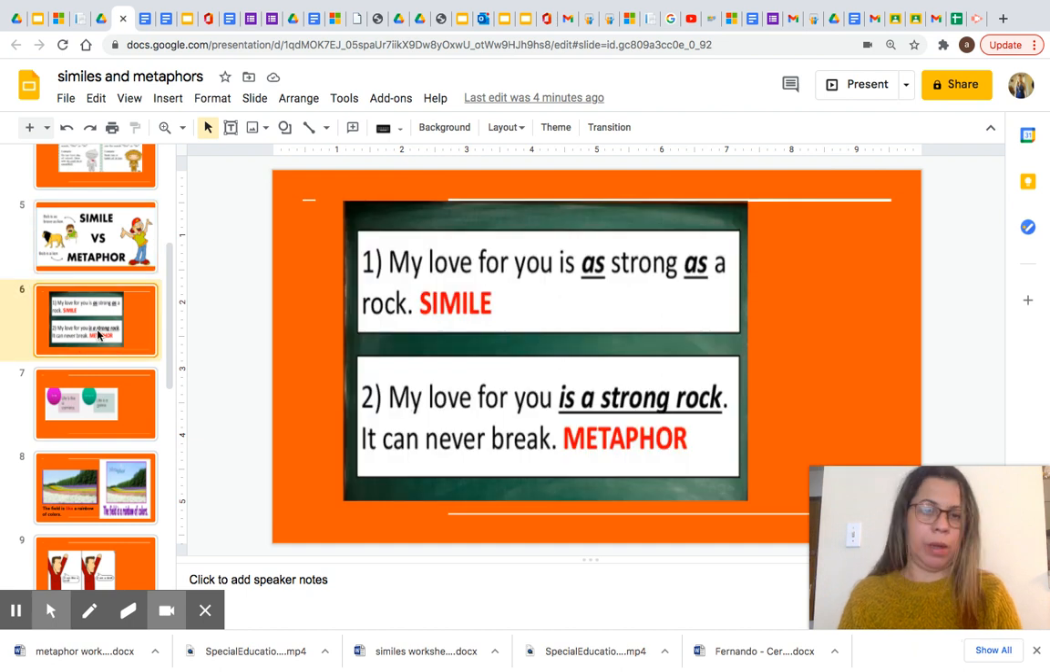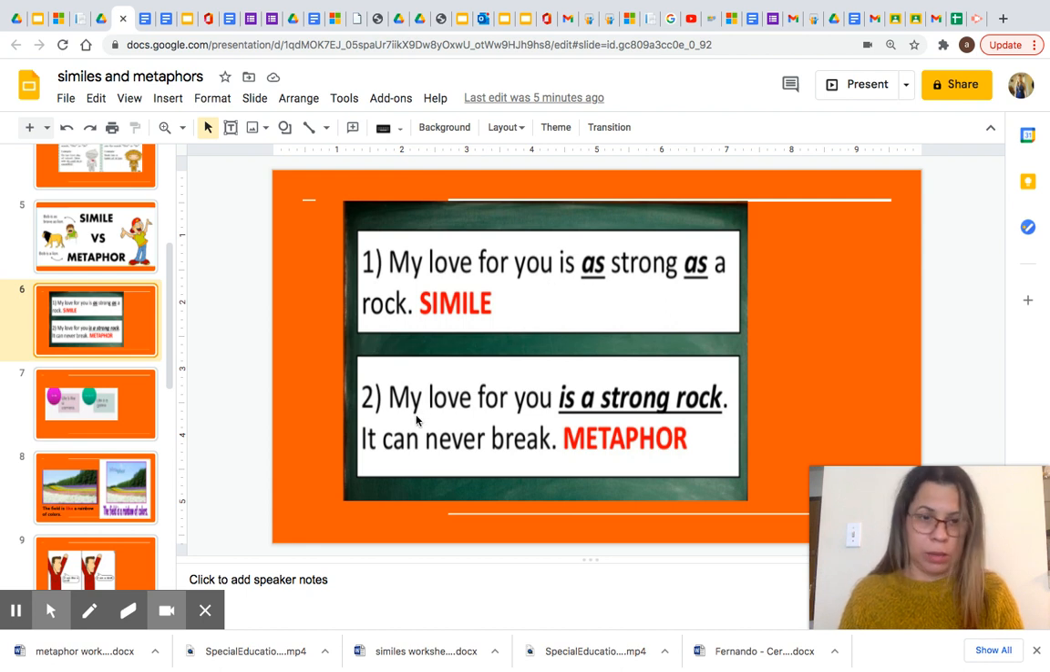Let's look at a few more examples. This is a simile. My love for you is as strong as a rock. This example is a simile because it says that my love is as strong. So here I use the word as to compare my love.